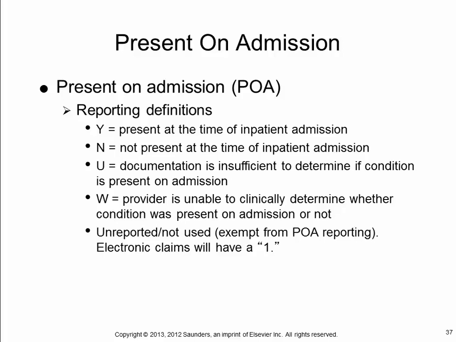There are also some codes that are exempt from POA reporting. When they print out on the electronic claims, they will have a 1 instead of a Y, an N, a U, or a W, okay?